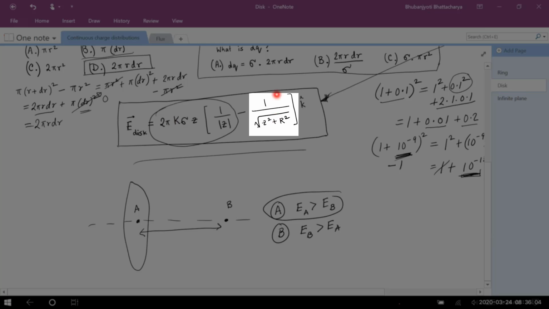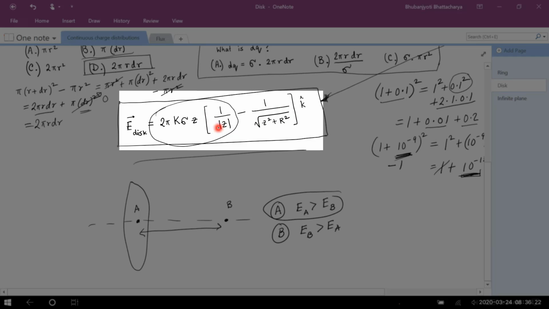Okay, but the second part, as you go further and further away, this term is going to decrease. Z is increasing, so this term decreases. And so the electric field due to the disk is going to decrease as you go further and further out.